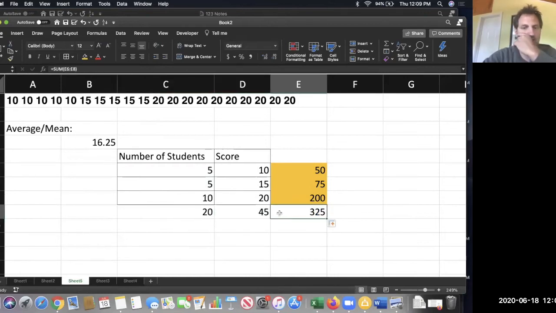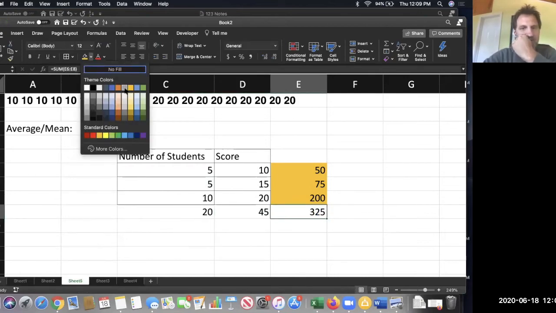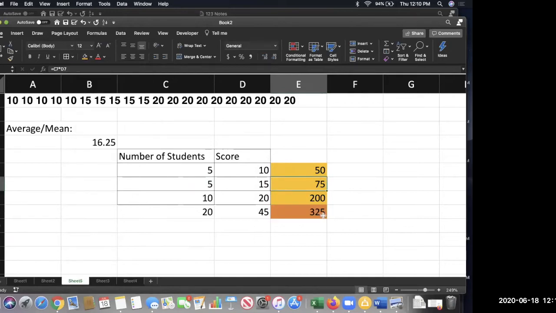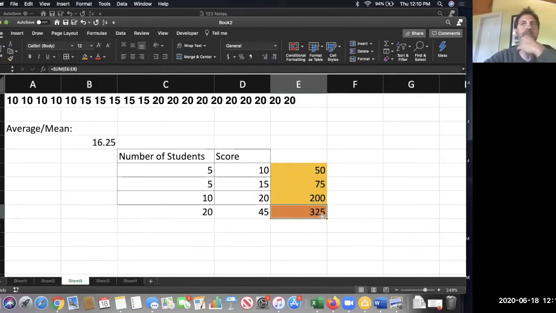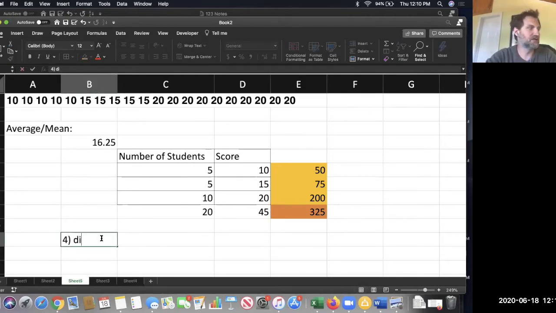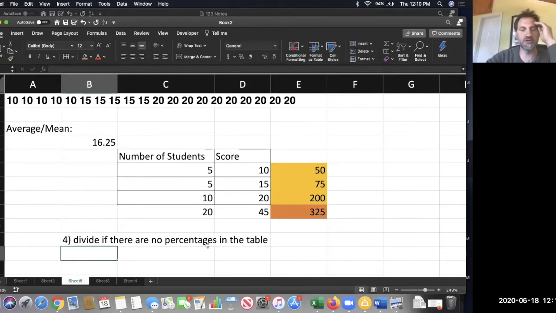Okay, now this number here in the bottom right corner is important. It would be my answer if I'm done. And whether I'm done or not is contingent on the numbers that were provided to me in the table. So this is where step 4 comes in. Step 4 is kind of the hardest one because it has an if statement. Divide if necessary. And the if necessary is if there are no percentages in the table. So are there any percentages in the table? No. No, that means we need to divide.